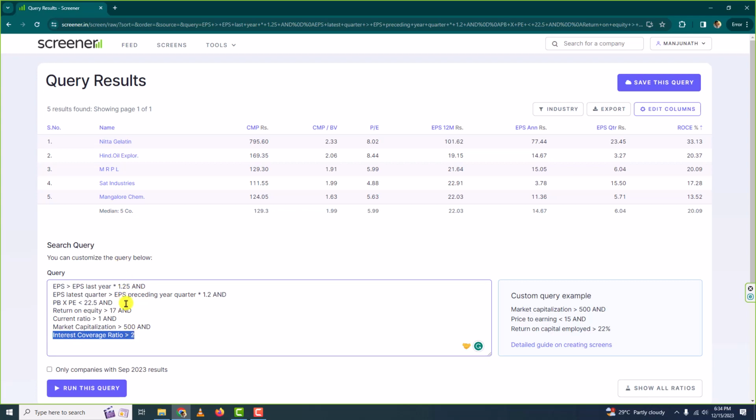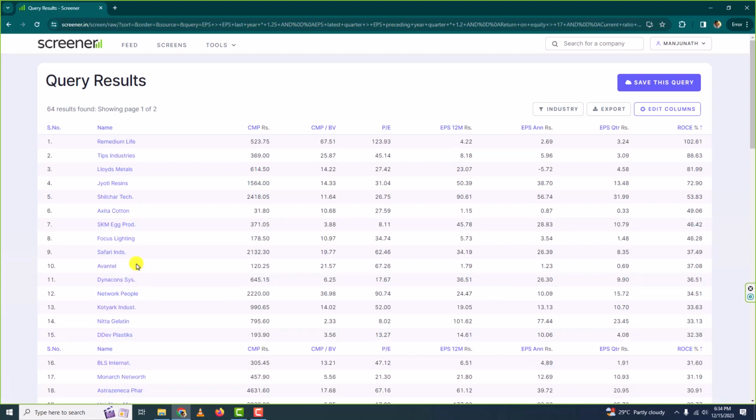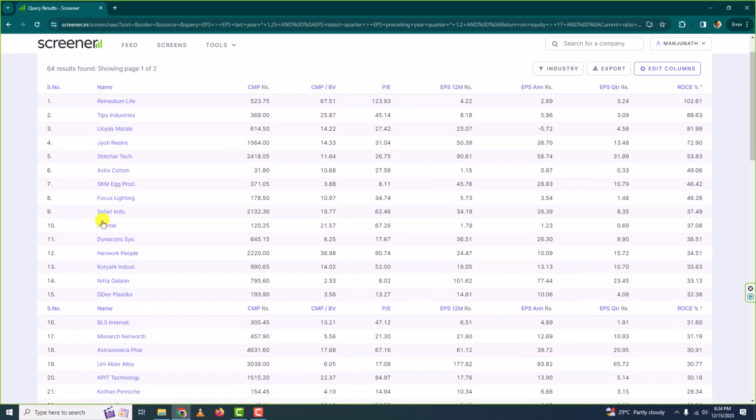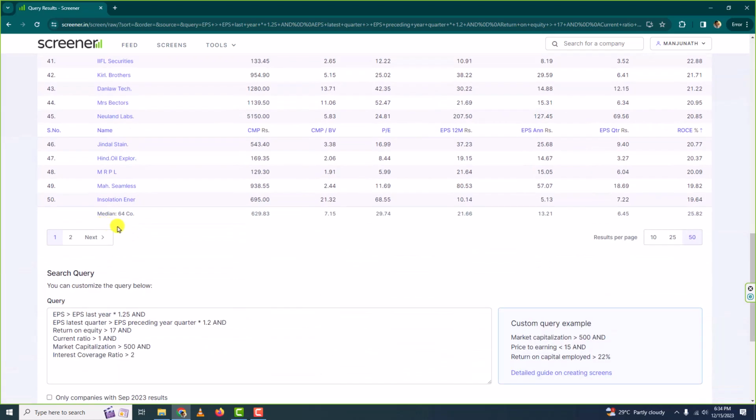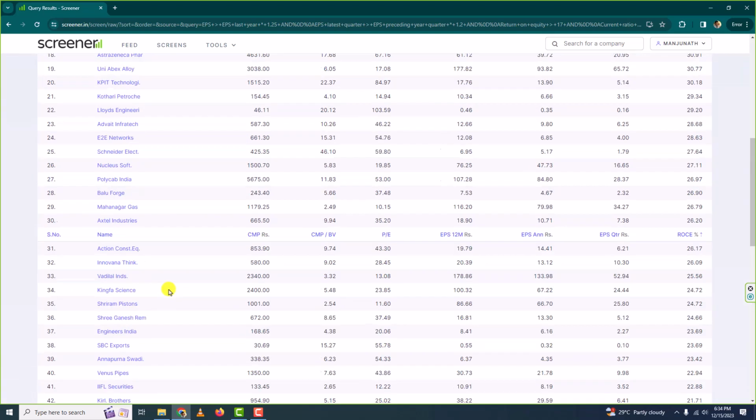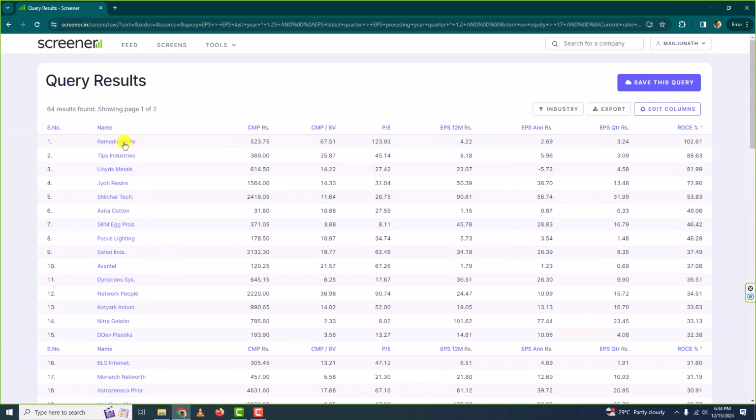Next, one more modification which I will do is remove this. Of course, this is a number given by a person, but there is no standard rule as to how much this should be. I will delete this and run the query once again to get 64 companies. So this is my final screener, or these are my final conditions. Now what I will do is go and look at each company in detail, look at their balance sheets and profit and loss statements before investing. That is what I do.